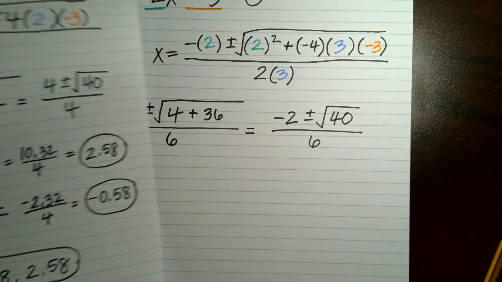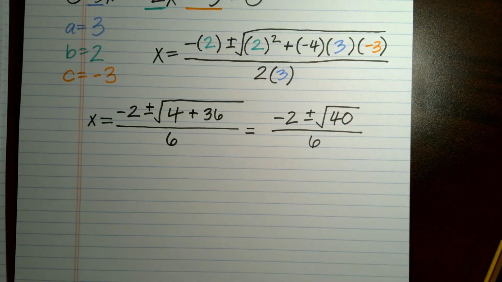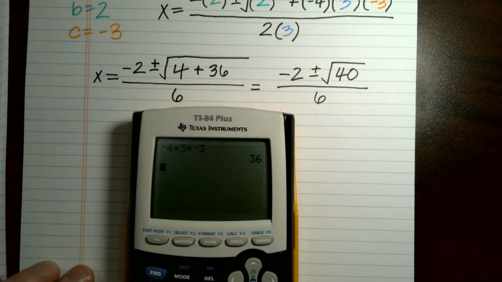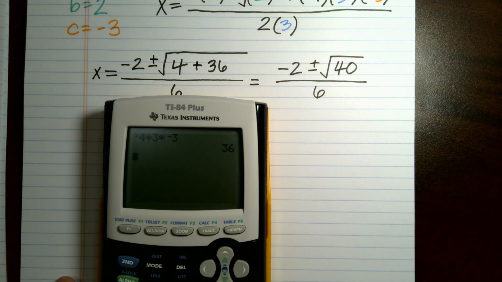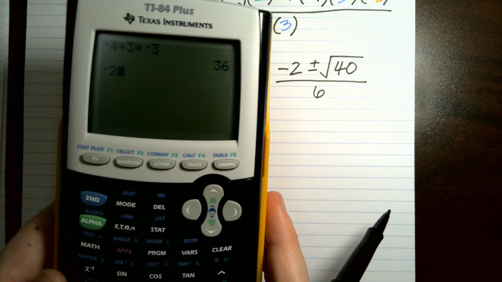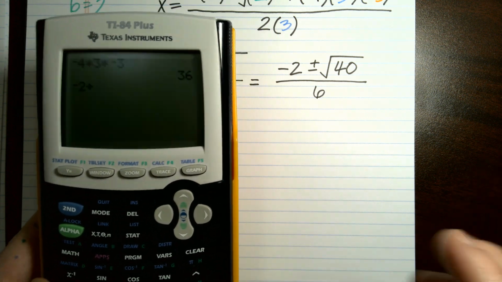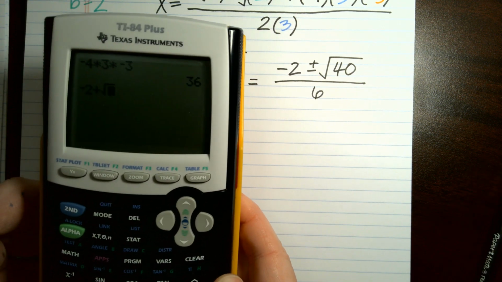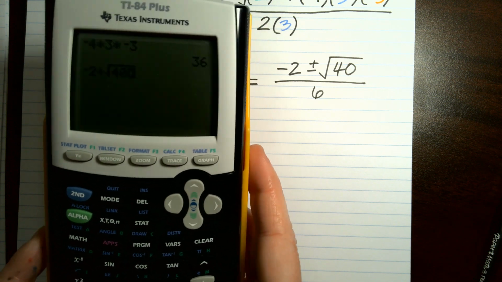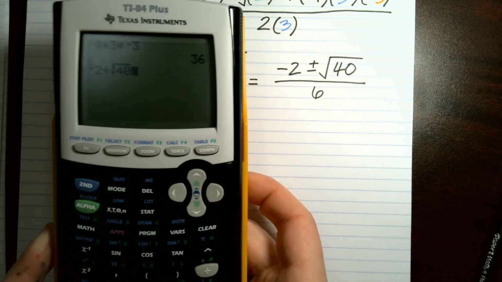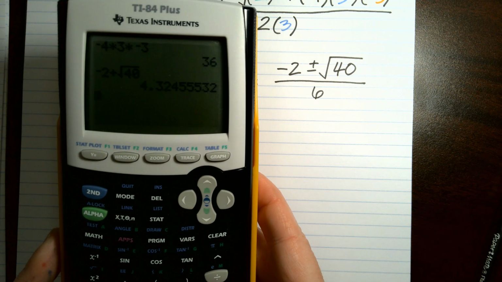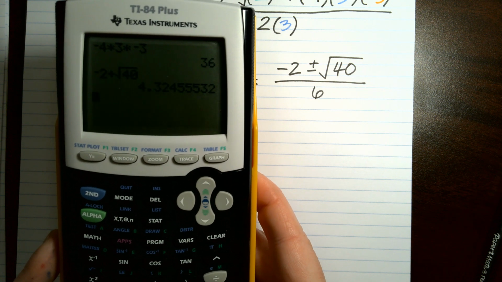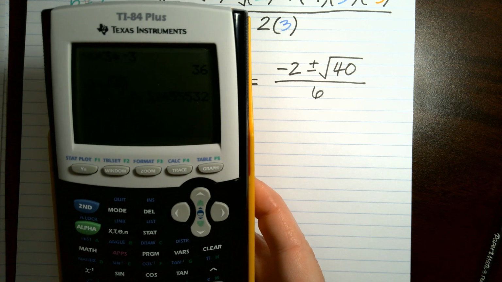So here's what I mean by that. This is where this calculator comes in handy. I could just type in -2 plus square root of 40. I could do that. And then get my number and just divide that by 6 instead of having to write out a whole other step.